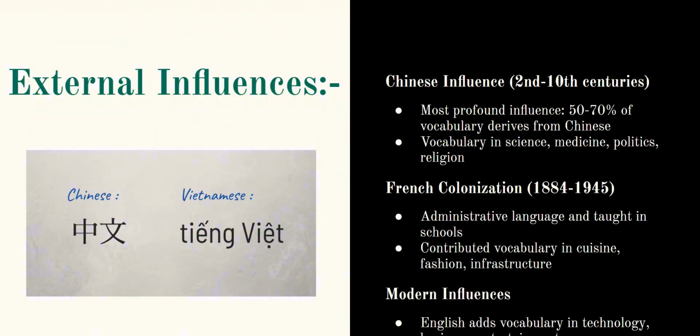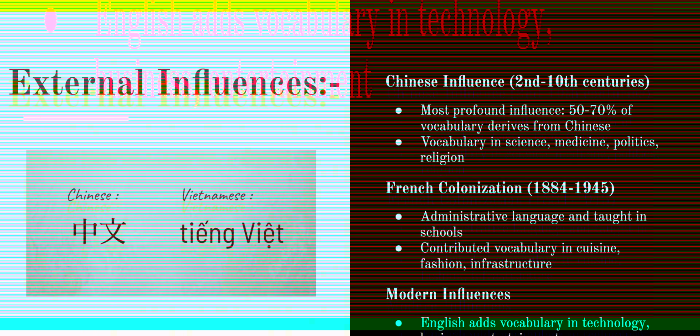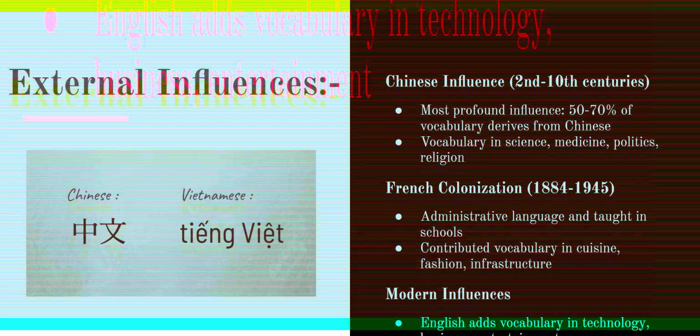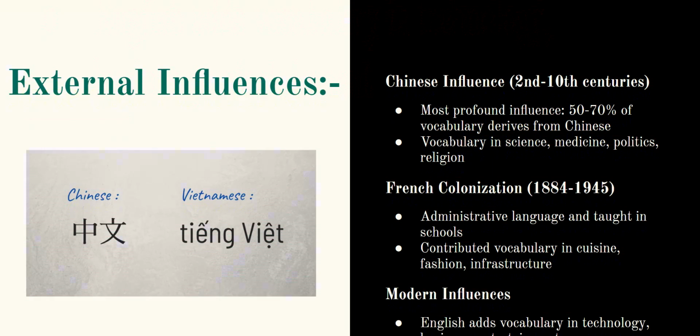If we talk about external influence in the course of the history of Vietnamese, Vietnam was part of Chinese domination, so the most profound influence of China is found. 50 to 70% of the vocabulary is derived from Chinese. Chinese is majorly found in the vocabulary of science, medicine, politics, and religion.